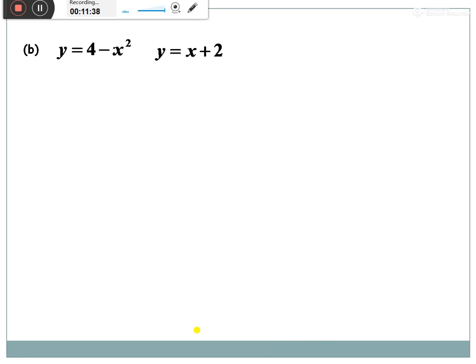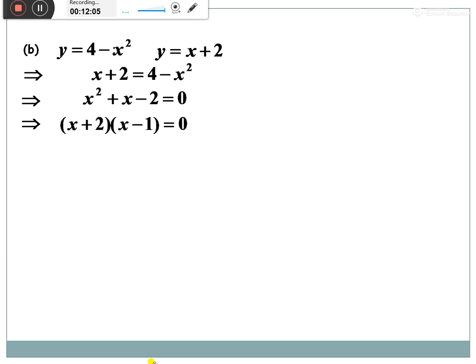And now the next one: y is equal to 4 minus x square and y is equal to x plus 2. That means, first of all, we have to find the point of intersection. To find the point of intersection, substitute y is equal to x plus 2 here. It becomes x plus 2 is equal to 4 minus x square. It becomes x square plus x minus 2 is equal to 0. Make the factors of this. It becomes (x plus 2)(x minus 1) is equal to 0. Then x is equal to minus 2 or x is equal to 1.